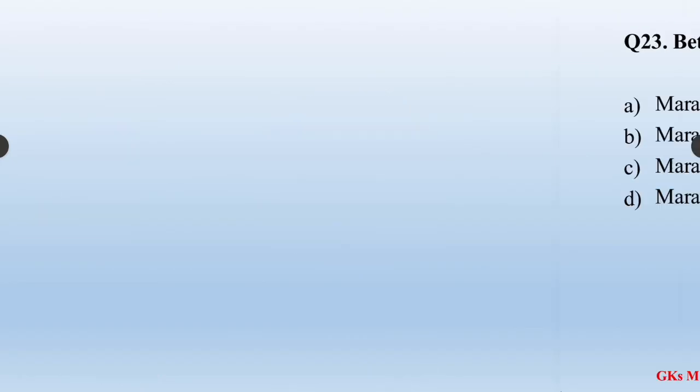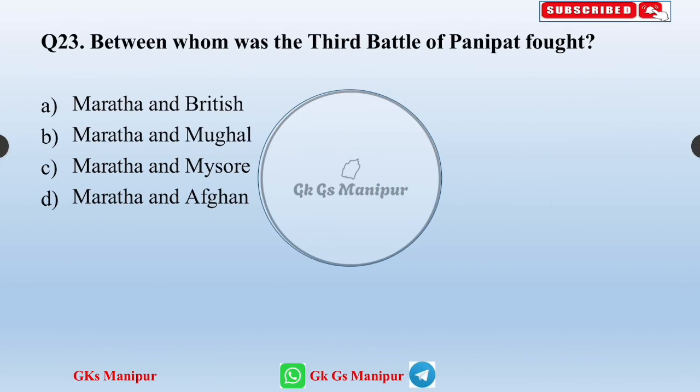Next question: between whom was the third Battle of Panipat fought? Option number A Maratha and British, option number B Maratha and Mughal, option number C Maratha and Mysore, and option number D Maratha and Afghan.